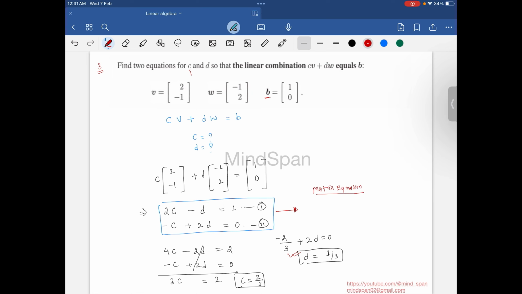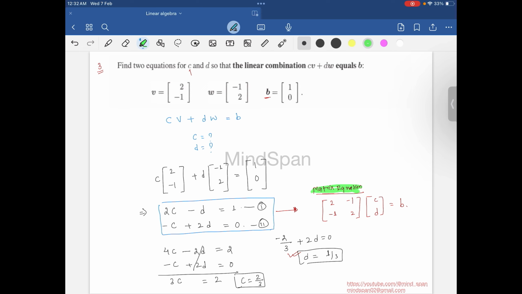So what we can do is simply put these vectors, that is v and w, as columns of a matrix. This is vector v, and the second column is vector w, and we can multiply with our c and d. This multiplication is nothing but taking the linear combination of these vectors with these unknowns. So let's not talk about this as of now. Let's write the matrix equation.